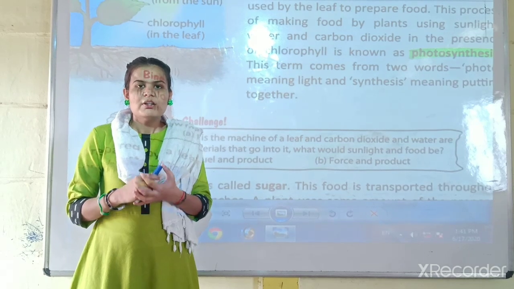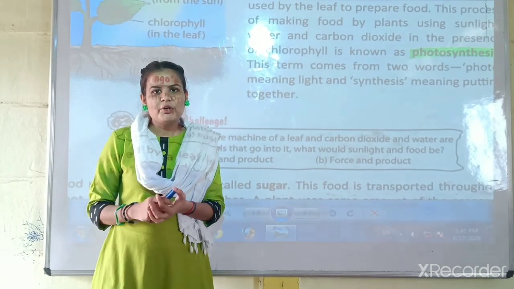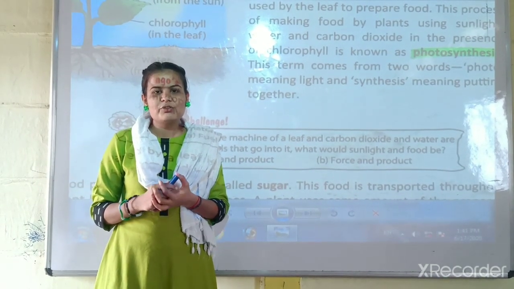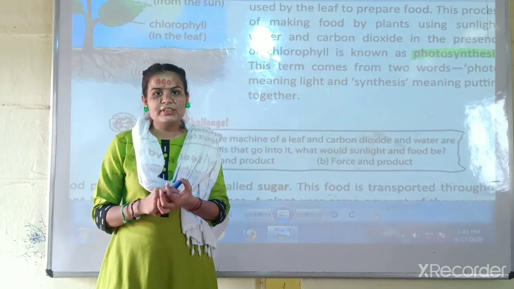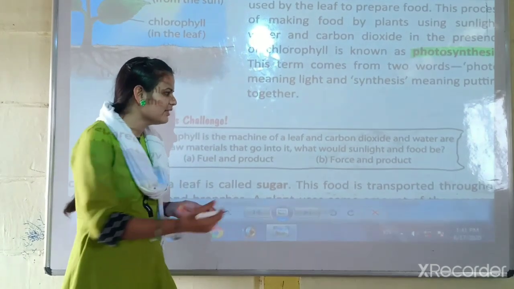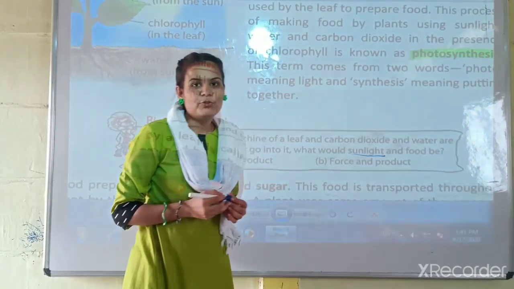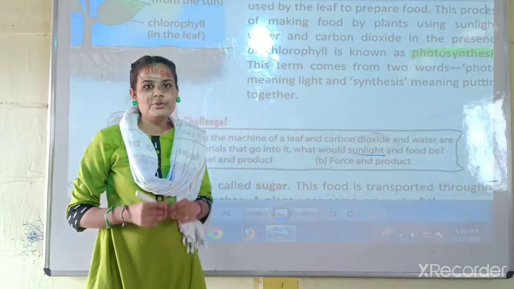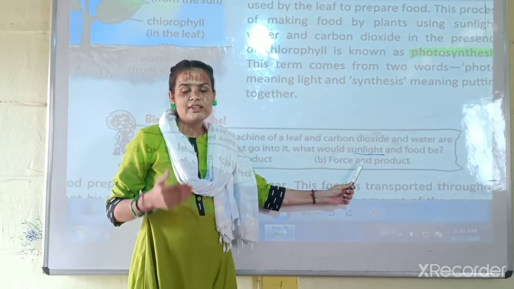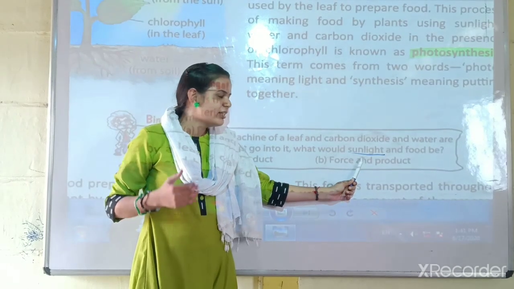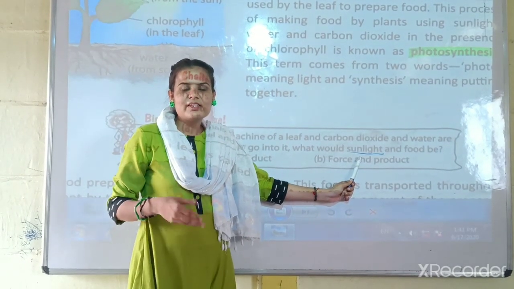Okay, so think once about using the mixer. How will the mixer work? The mixer will run with the help of electricity. It means here, sunlight. The photosynthesis process is carried out with sunlight. Without sunlight, the photosynthesis process is not carried out. This sunlight works like the mixer's electricity.